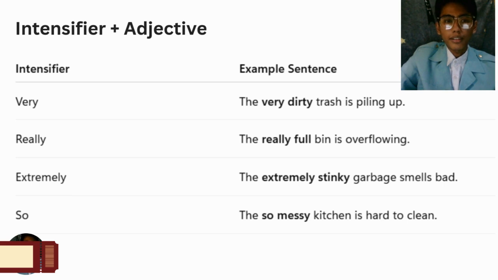Let's move to the next. It is about intensifier. Intensifier means something that you can use to strengthen the adjective. For example, the very dirty trash is piling up. All of these examples have the same meaning: very, really, extremely, and so. But what if we want to use the opposite? We can use something like a little bit or less, like less dirty, a little bit dirty instead of very dirty.